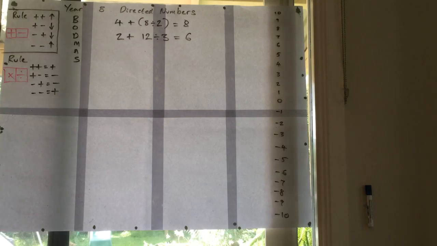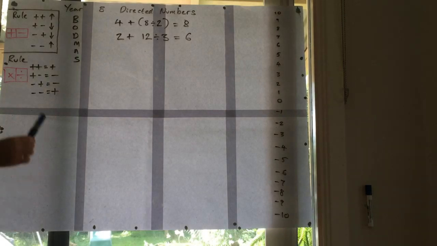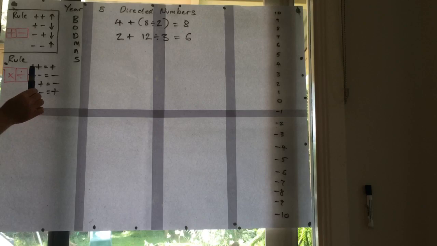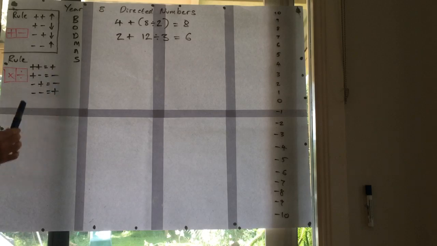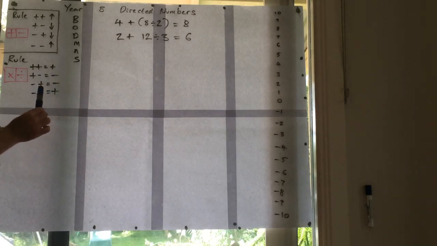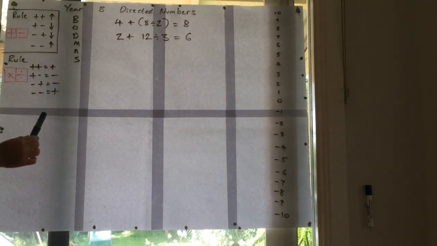Okay, right. Now, I get the feeling I've jumped the gun slightly. So what we're going to start to look at now is multiplying and dividing directed numbers. When we multiply and divide directed numbers, if they're both positive, the answer's positive. If one's positive and the other one's negative, the answer's negative. If one's negative and the other one's positive, the answer's negative. And if they're both negative, the answer is positive.